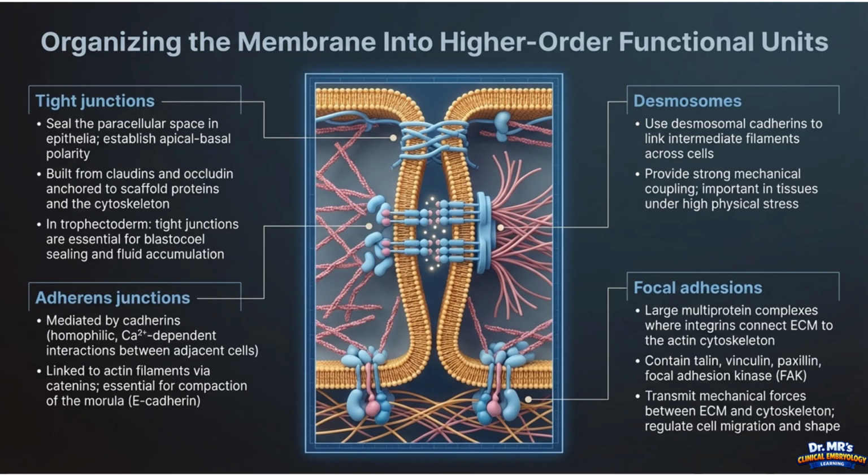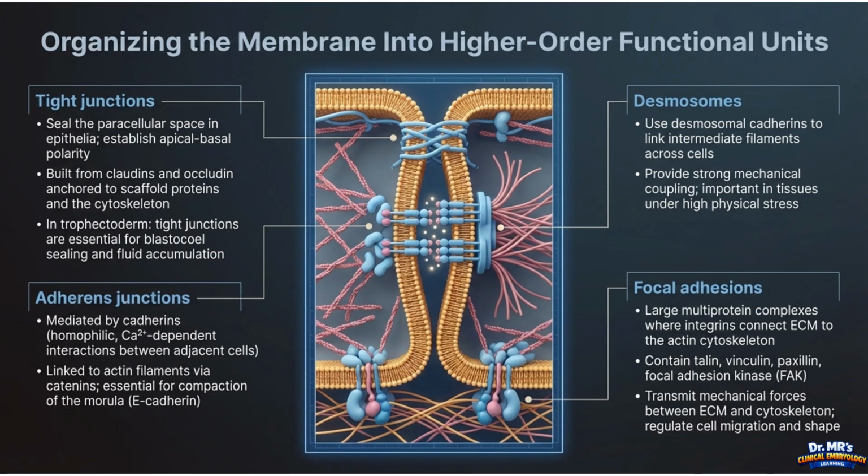Focal adhesions complete the picture by connecting the cell to the extracellular matrix rather than to neighboring cells. Integrins span the membrane, binding extracellular matrix proteins such as fibronectin and laminin on the outside, while connecting to actin stress fibers through talin, vinculin, paxillin, and focal adhesion kinase on the inside.